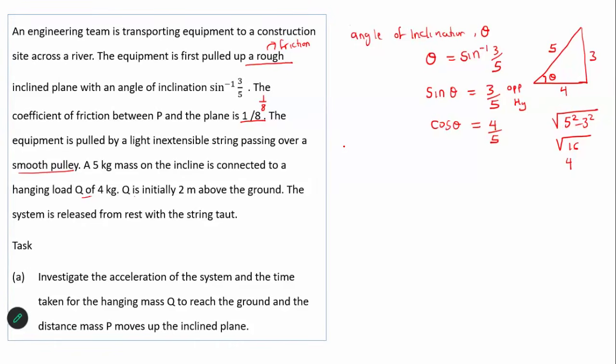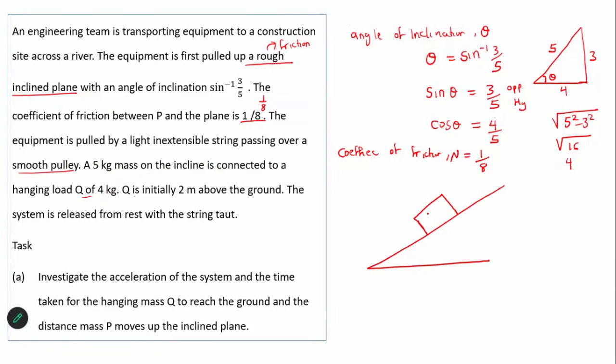Then we have the coefficient of friction, which I'm going to call mu, equal to 1 out of 8. Then what else have they given you? They have given you the masses, two loads that are being pulled over a smooth pulley. So here we have an inclined plane, a plane of this nature. On this inclined plane, you have a load that has been placed there. Which load is P? This is our load P.